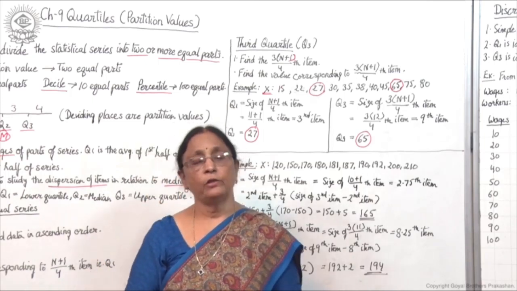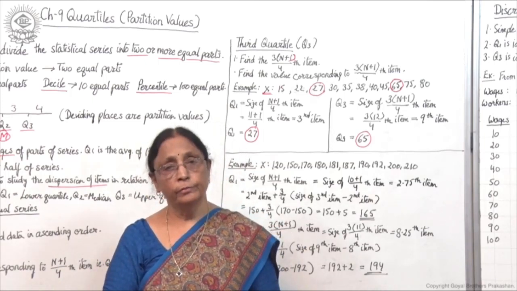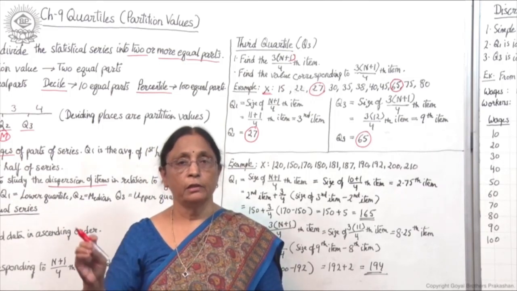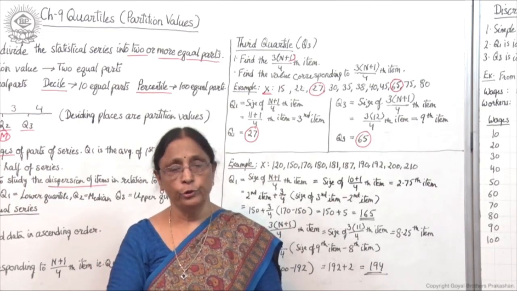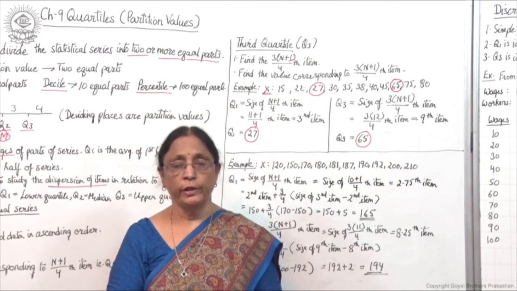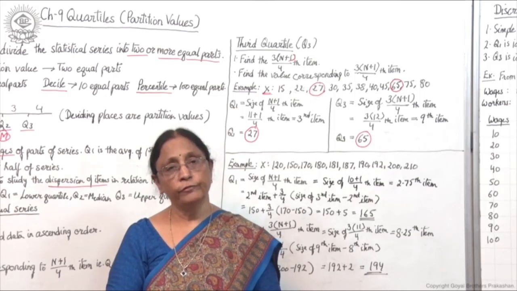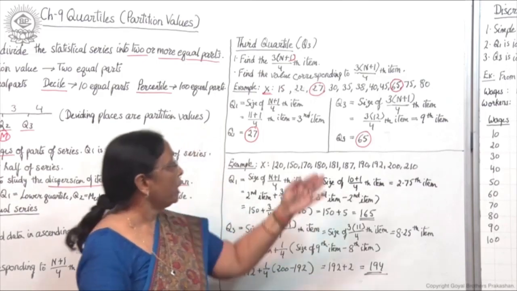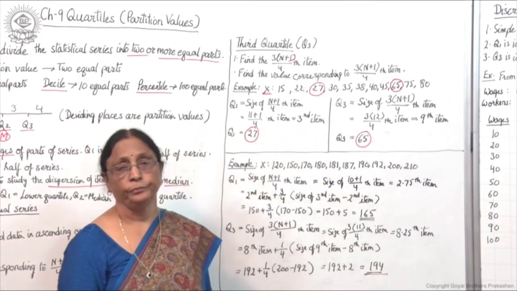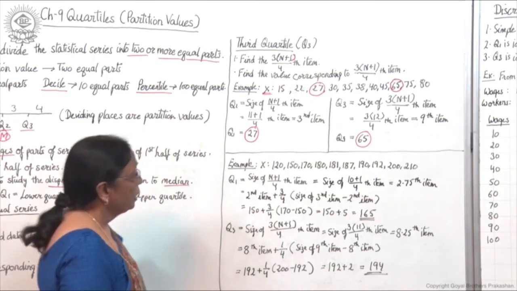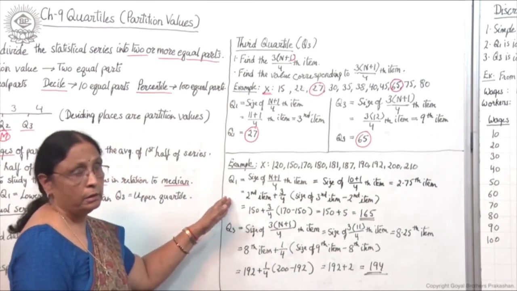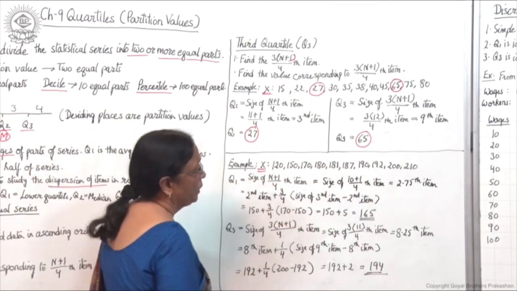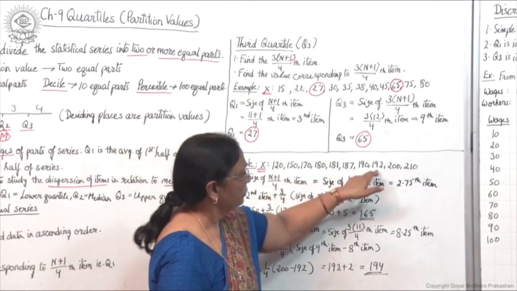So this is the simple calculation in the case of individual series. So any type of data in the ungrouped form given to you in the case of individual series, arrange the data in ascending order first and find Q1 and Q3 by applying this formula. Clear? Now we will take another example here. This is the data given to you, right? This is also in ascending order.